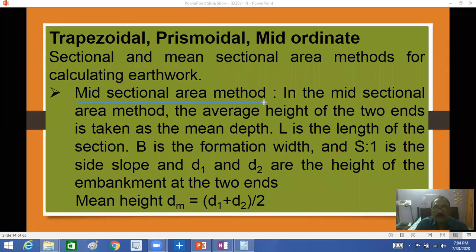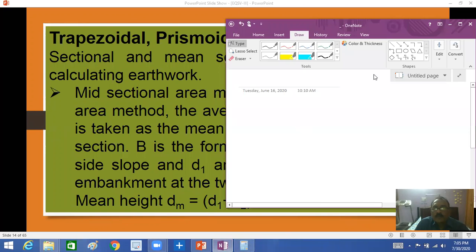we will have average height of two depths. The depths may be different, may not be uniform. If you see, B is uniform width always. Slope is also uniform, but D1, D2 vary along your length. Now, I will draw here.